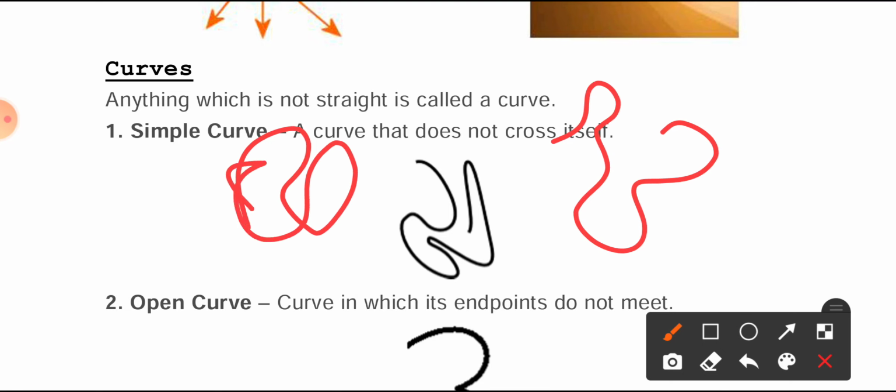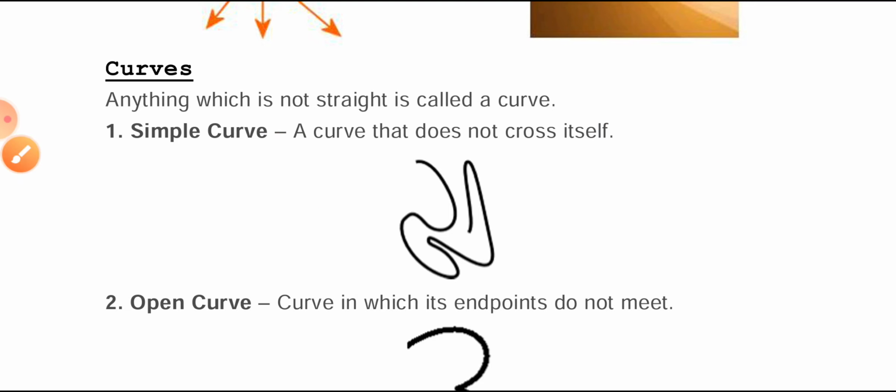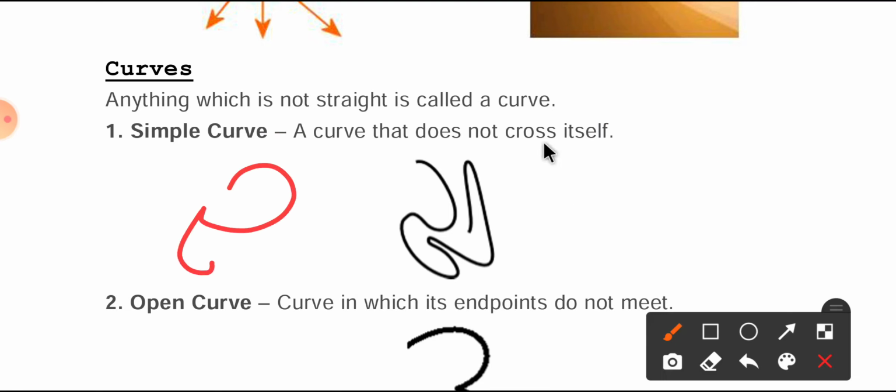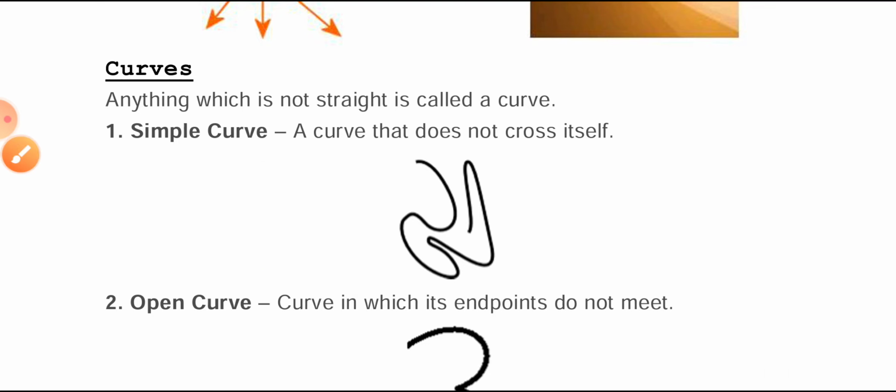Crossing means if you are making a curve and it cuts itself, then it is not a simple curve. So does not cross itself means it is not meeting itself.